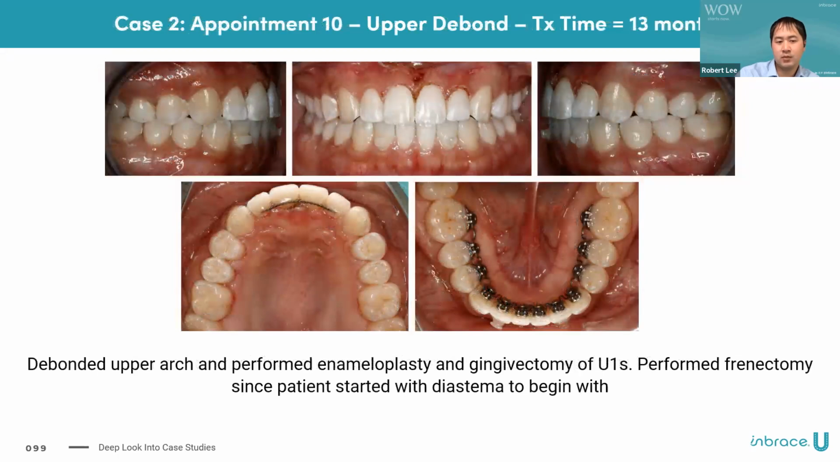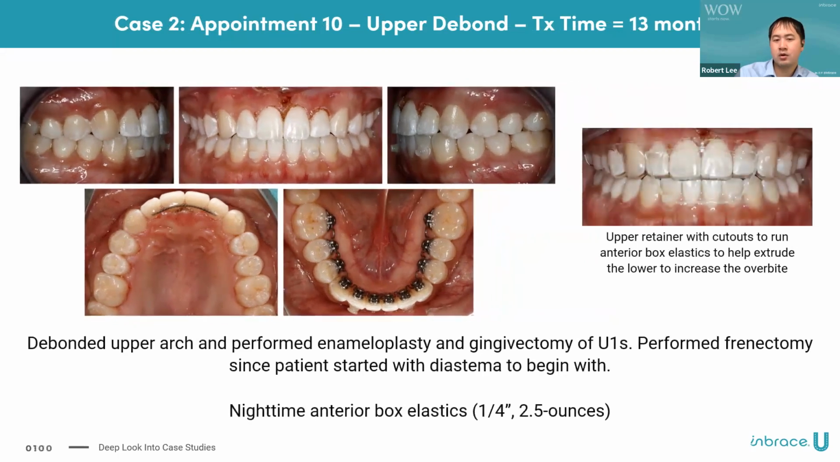So in the next visit, I debonded the upper. I also did a gingivectomy on the upper ones and I performed a frenectomy because the patient started with a diastema. And then I'm running the vertical elastics with that kind of settling retainer. And so I created some cutouts on the upper 2s. You can use like a teardrop plier.